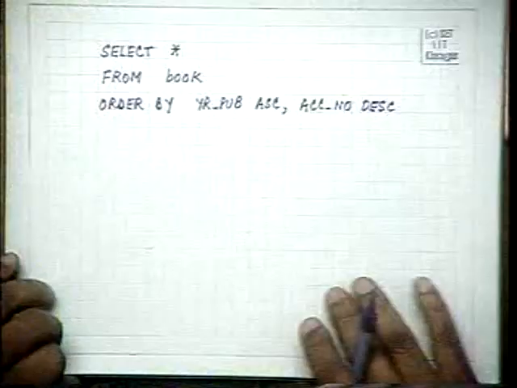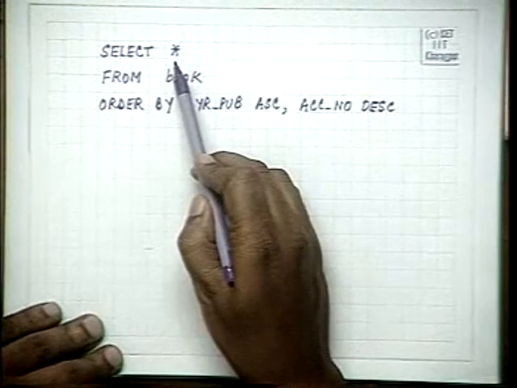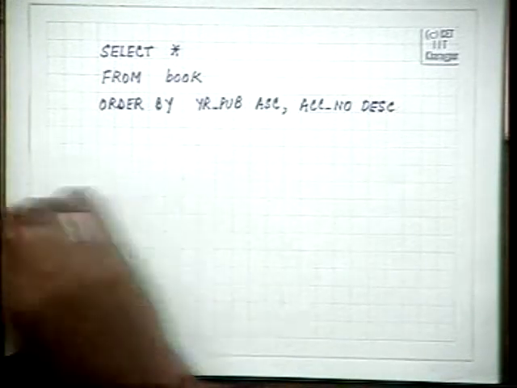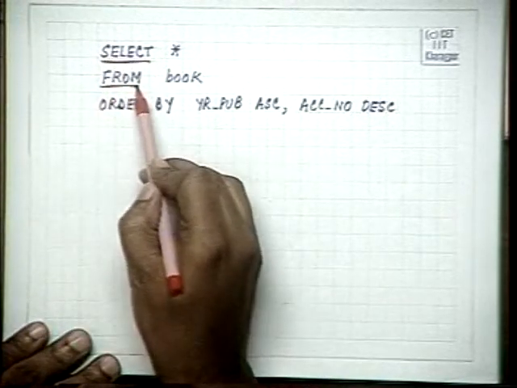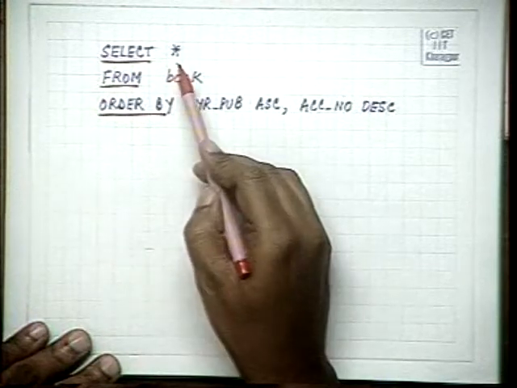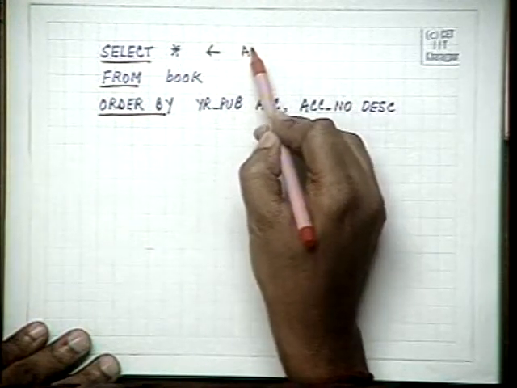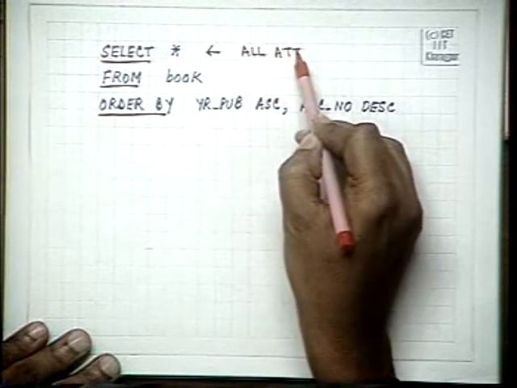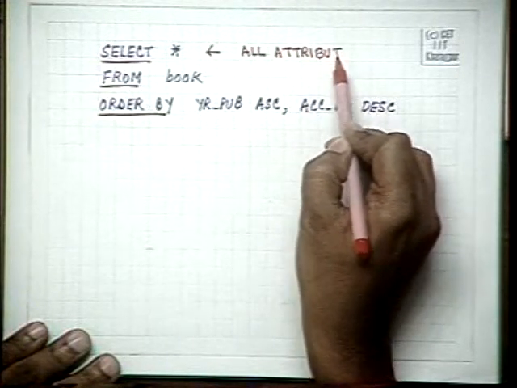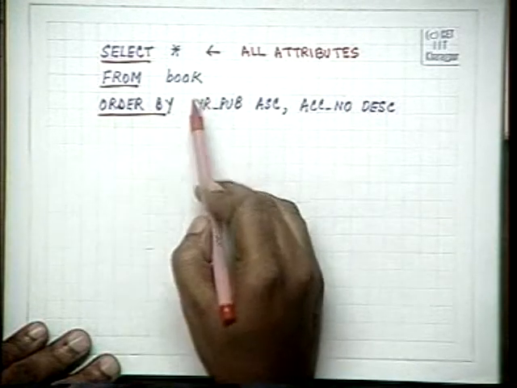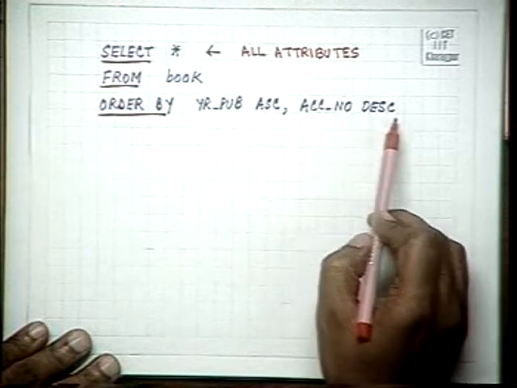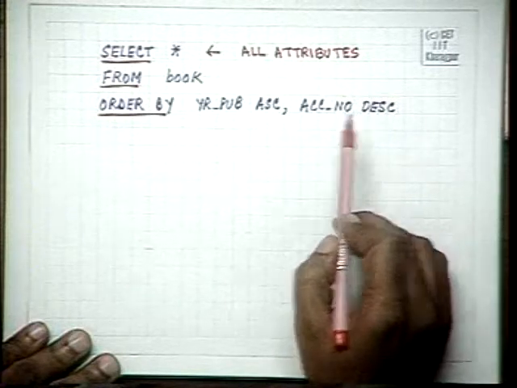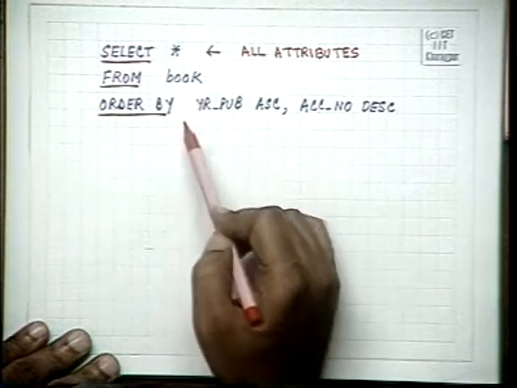Secondly, let us take an example like this. Select star, star means all attributes. Star will give you all attributes. From book, order by year of publication in ascending order and accession number in descending order. So, this means that all the attributes of book will be displayed.